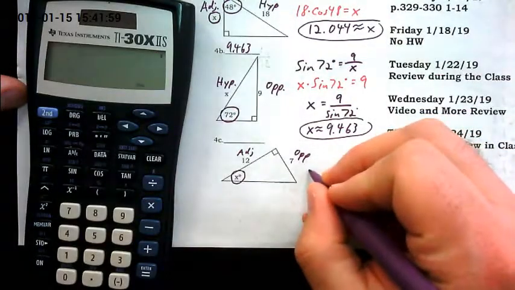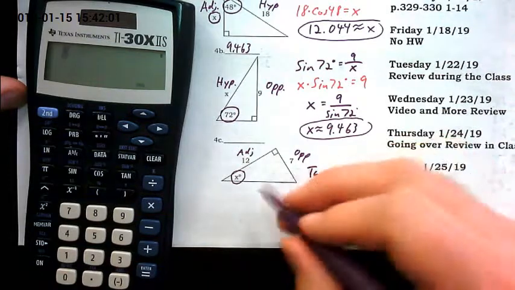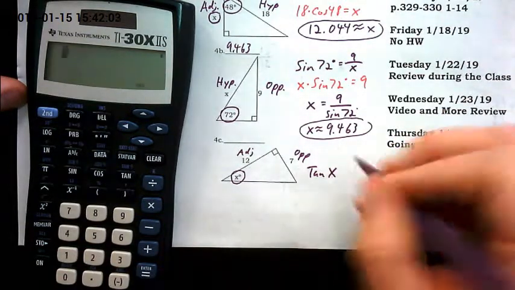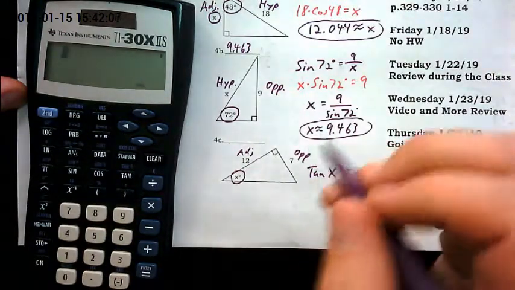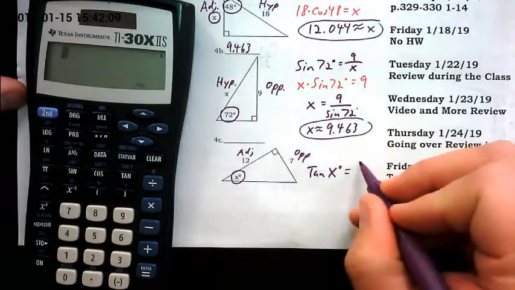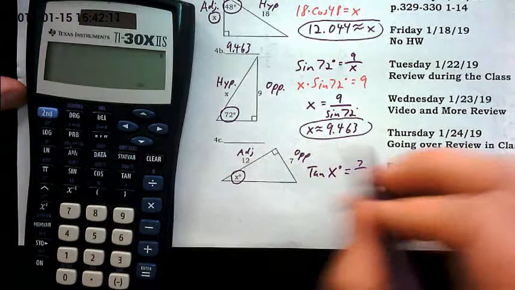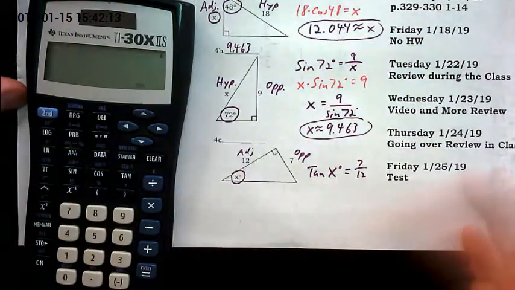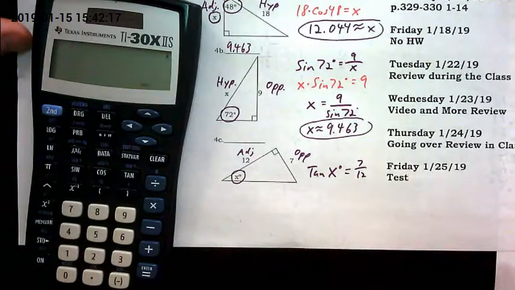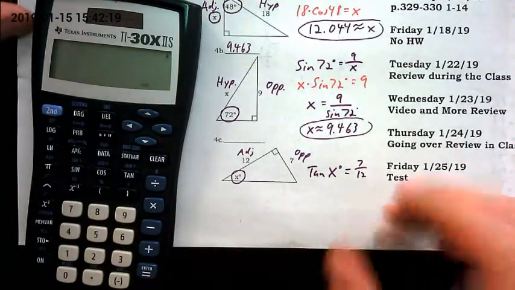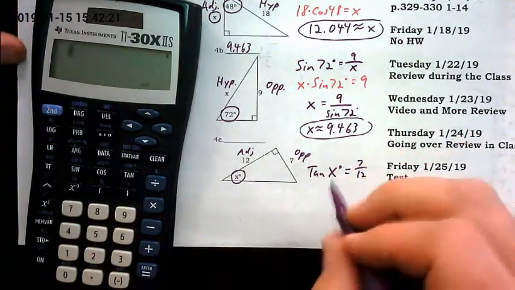So tangent of our angle measure, which in this case is x, is equal to the opposite, so 7 over 12. Now, you don't have to divide 7 over 12. You could leave it as 7 over 12. If you want to divide it, fine. It's going to give you a decimal. It doesn't matter. I like to leave it as a fraction.